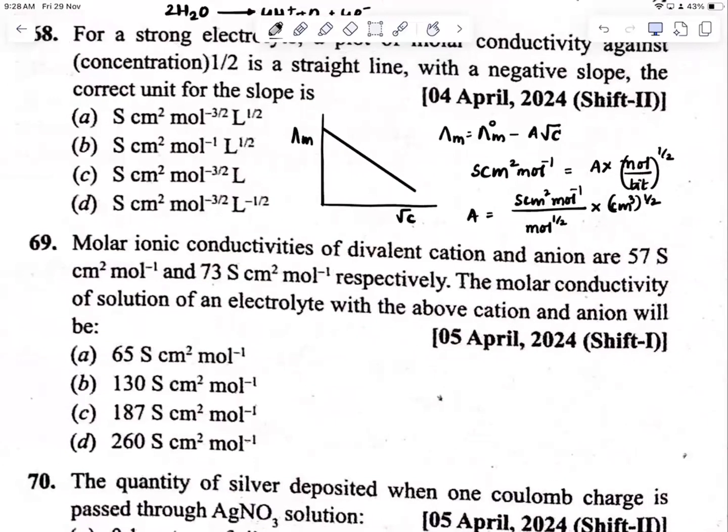So from there we can notice that we will get Siemens centimeter square. You don't have to change it to liters, because the answer given is already in liters. So sorry, don't change that. Liter to the half. So mole will become, if this half comes up, minus 3 by 2. So which one is matching? A is matching.